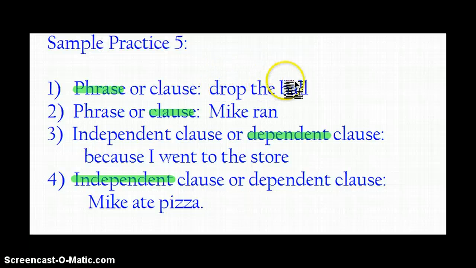"Drop the ball" is a phrase because there's no noun doing that action. "Mike ran" is a clause because it's a noun doing a verb, having the action of a verb. "Because I went to the store" is a dependent clause. It's missing something there. I was late because I went to the store. And an independent clause, "Mike ate pizza," can stand on its own. So if you missed any of those, go back over dependent clauses, independent clauses, and phrases.